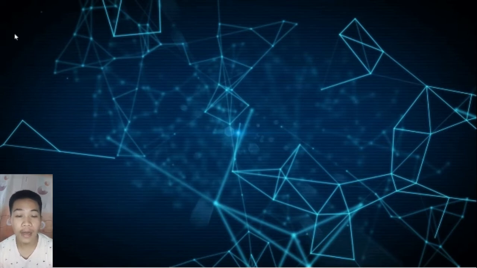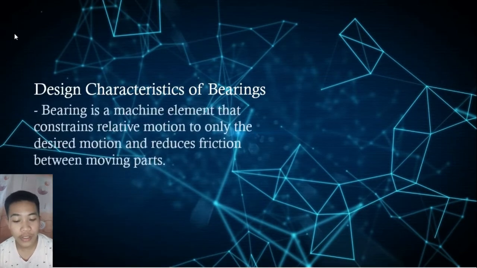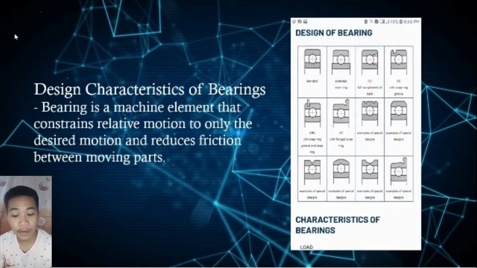Good day everyone. Our topic for today is all about design characteristics of bearings. So what is a bearing? A bearing is a machine element that constrains relative motion to only the desired motion and reduces friction between moving parts. It is very important to know because it prevents damage from the force to the part that supports the rotation, and it also maintains the correct position. This is one example design of a bearing.